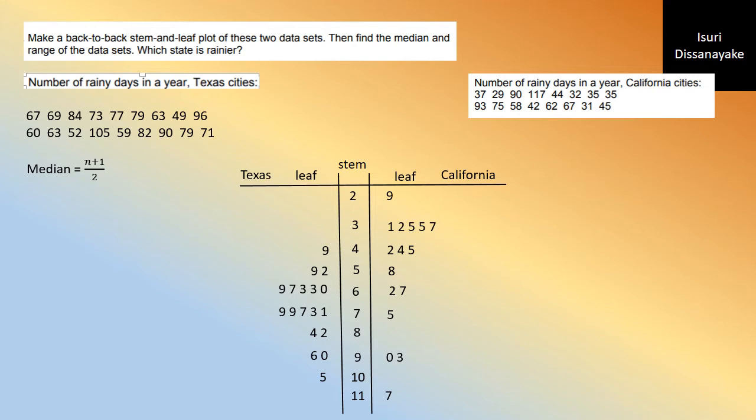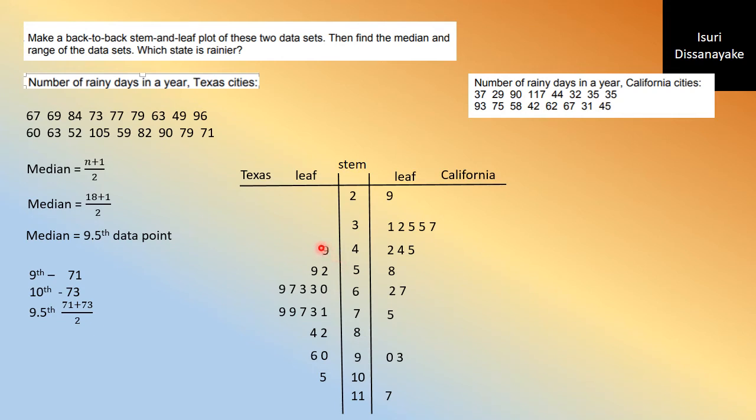N plus 1 divided by 2. That means you add 1 to the number of data points and you divide it by 2 to position the middle value. Under Texas cities, we have 18 data points. We add 1, that is 19, divided by 2. We have the 9.5th data point as the median value. How do you calculate the 9.5th data point? You take the 9th point and the 10th point, add them, and divide by 2.